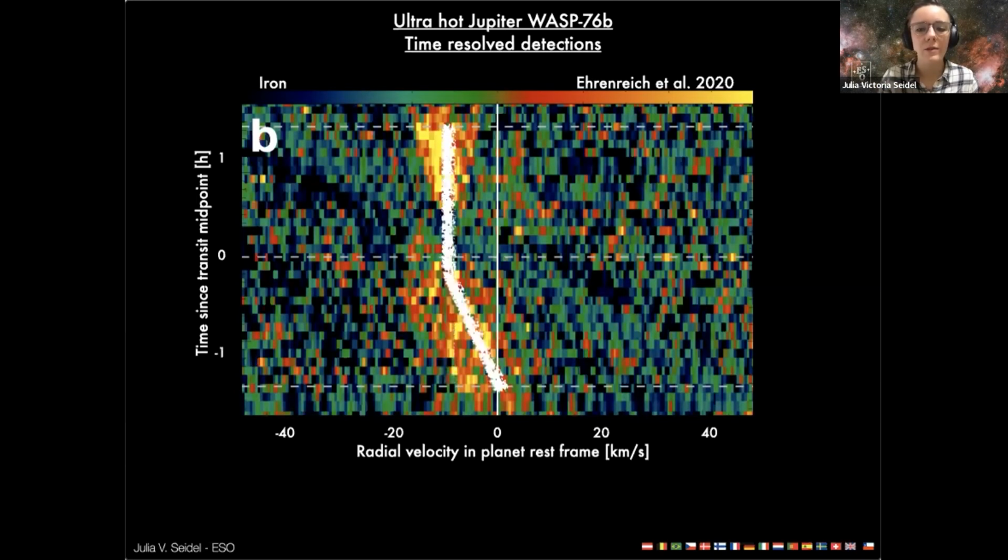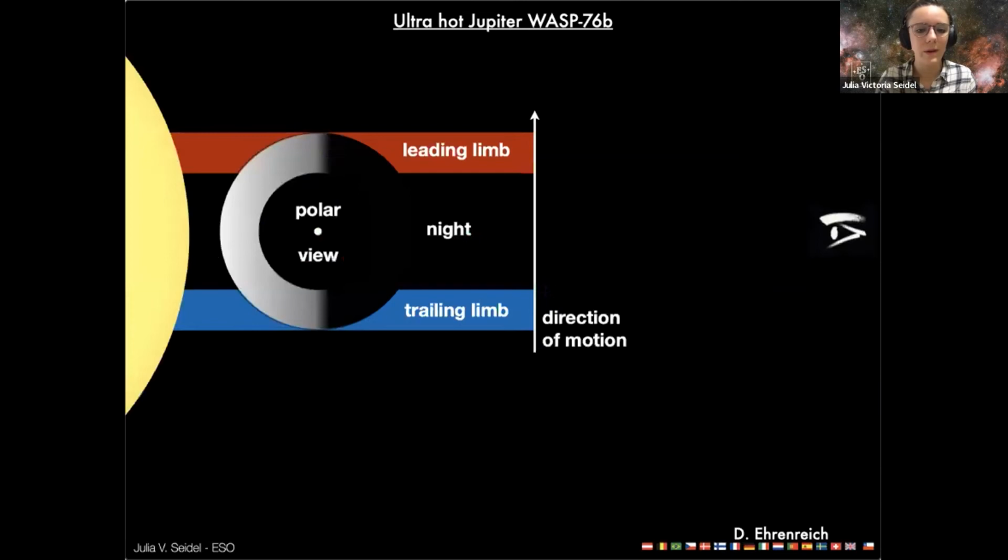But what they actually found is more like this. So the iron seems to start at rest at 0 velocity, and then it starts to move towards a 10 kilometers per second offset and remains there until the exit of the transit. And so David Ehrenreich provided a toy model of what that could mean for the atmosphere, which was later theoretically reproduced with global circulation models by Wardenier et al., which I also highly recommend you to read. Very good paper.